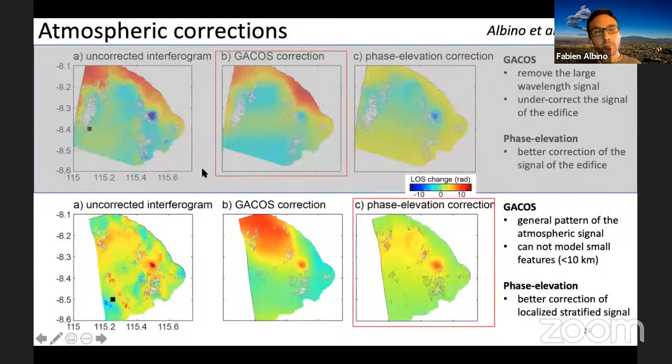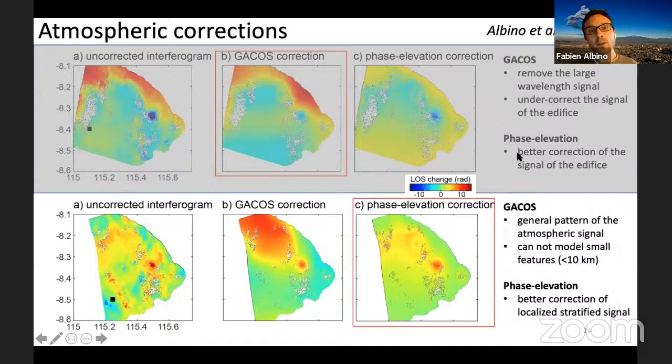Here I show you another example where you have an atmospheric signal that's more subtle, more small, and that seems to be only located here on the summit of Batur and Agung. Here you see that the GACOS correction does a good job of capturing the trend, the global shape of the atmospheric signal, but it will overcorrect here on the corner. Whereas with the phase elevation correction, you see a better correction that only gives a positive signal for high elevation.